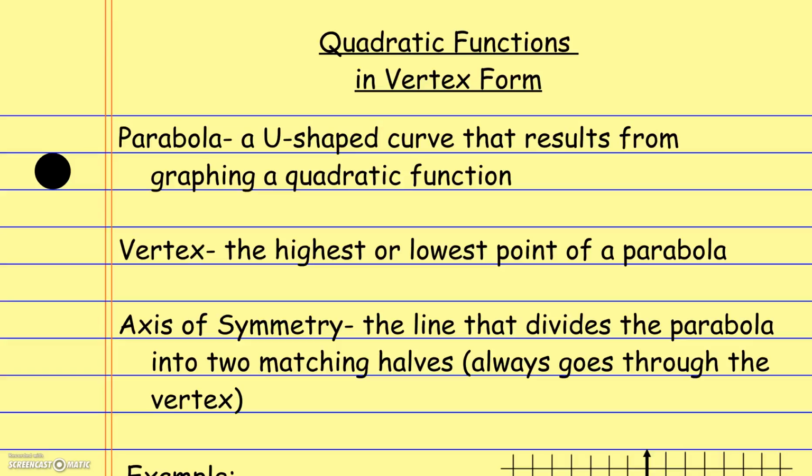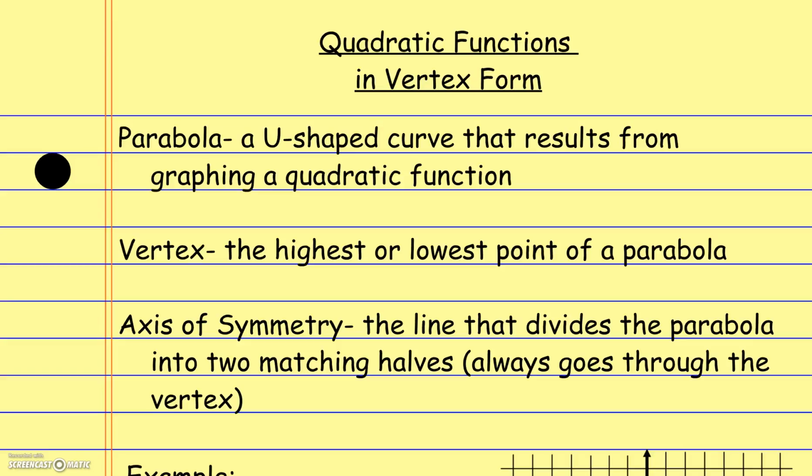The other thing that helps us graph these things is the axis of symmetry. And this is a line that divides the parabola into two matching halves. And it always goes through the vertex. That's the other important thing about the axis of symmetry. Basically the axis of symmetry acts like a mirror. It cuts the parabola in half, and we have a mirror image on each side of this thing. And again, it always goes through the vertex because the vertex is at the center of this thing as well.